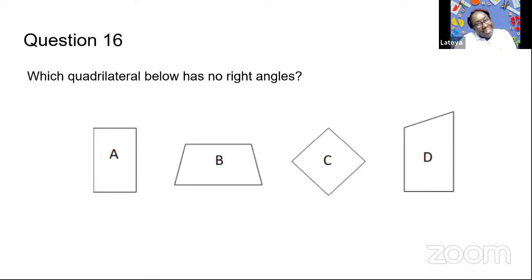Okay, so quadrilaterals are 4-sided shapes. You're just telling me the answer, but answer my question. What are quadrilaterals? Quadrilaterals are 4-sided shapes.